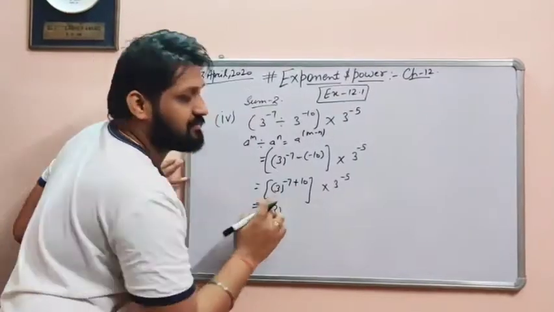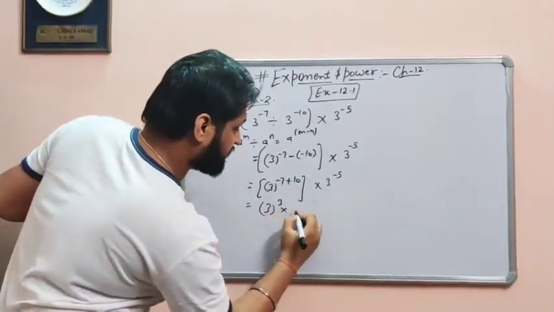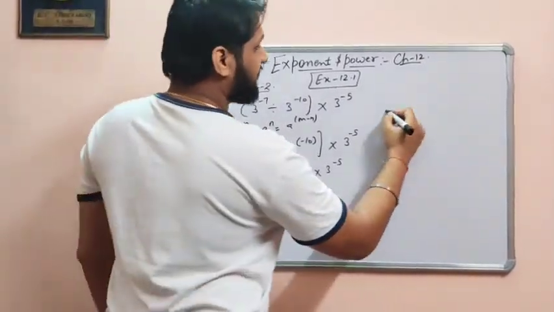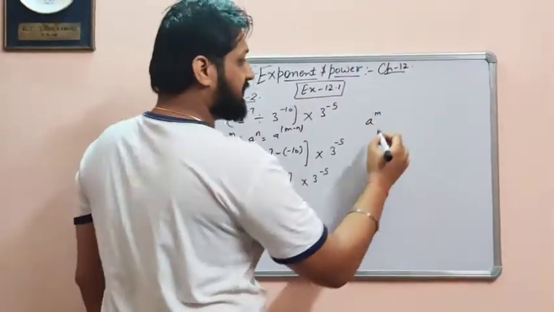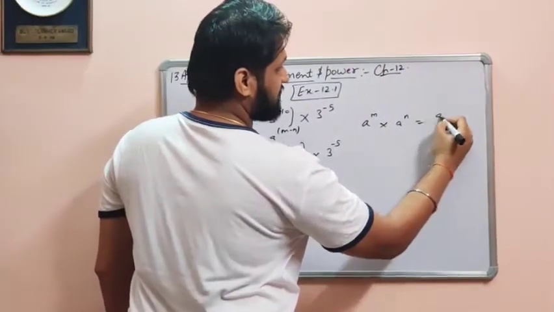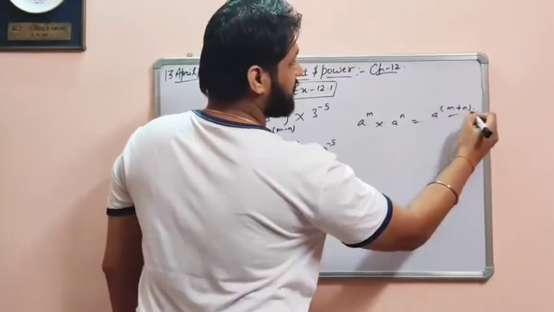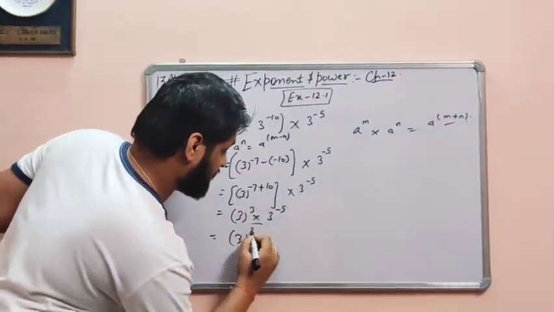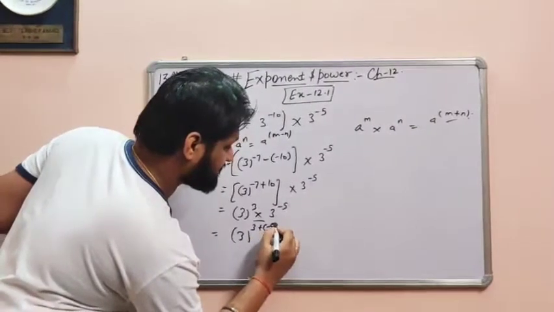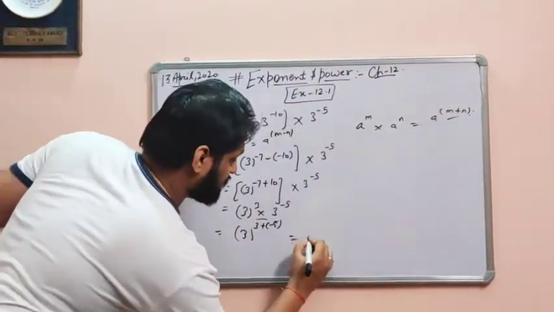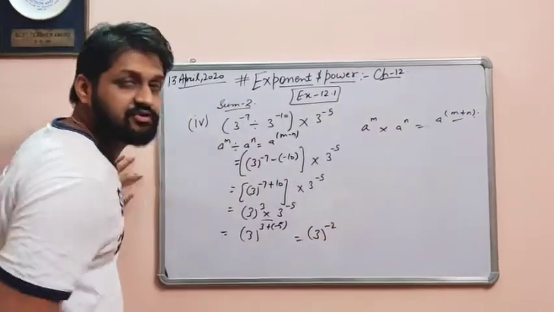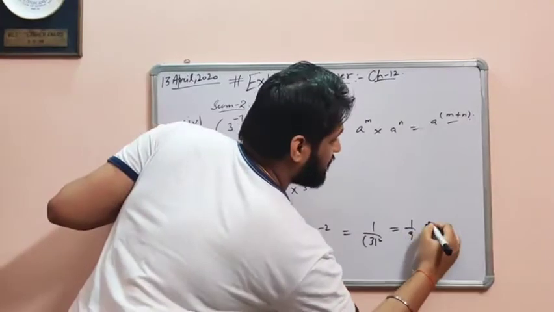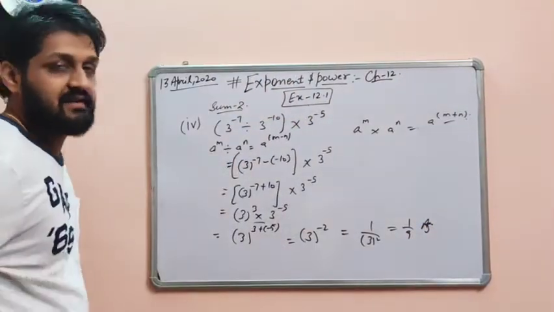3 raised to the power 10 minus 7 is 3 into 3 raised to the power minus 5. Now multiplication is there, and what was our identity? a raised to the power m multiply a raised to the power n is a raised to the power m plus n. So here applying it, 3 raised to the power 3 plus bracket minus 5 comes out to be 3 raised to the power minus 2. And how can we write it? 1 upon 3 square, that is 1 by 9. That is 1 by 9 is the answer.